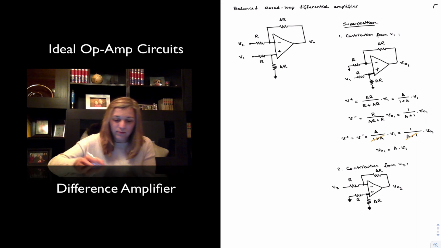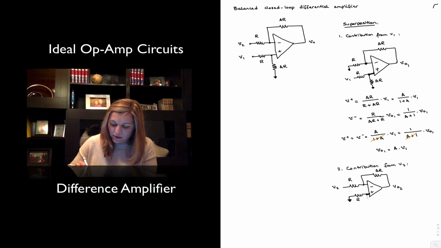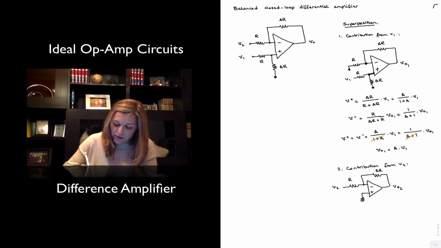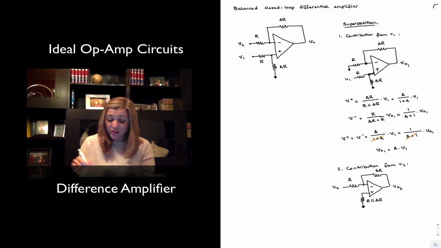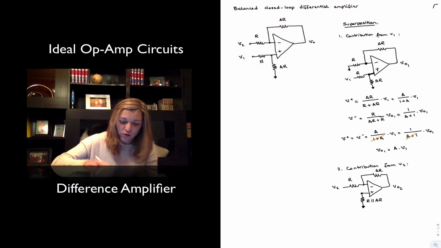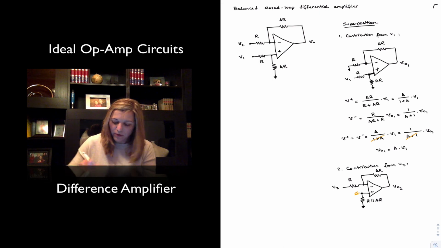And so therefore, I'm going to redraw this so that it's easy for us to see. This is equivalent to having an equivalent resistor here, which is basically the combination of R in parallel with AR connected to ground. But there is no current flowing into the input terminal of the op-amp, and therefore the voltage drop across that parallel combination of resistors is equal to zero, so the voltage at this terminal is equal to 0 volts. Which means the voltage on the negative input terminal of the op-amp is also equal to 0 volts.